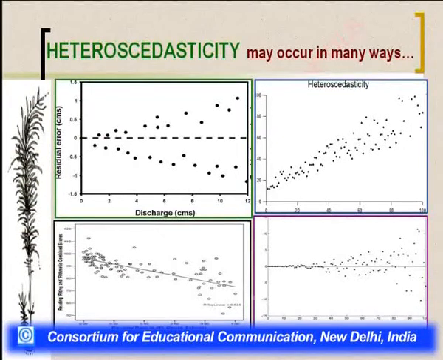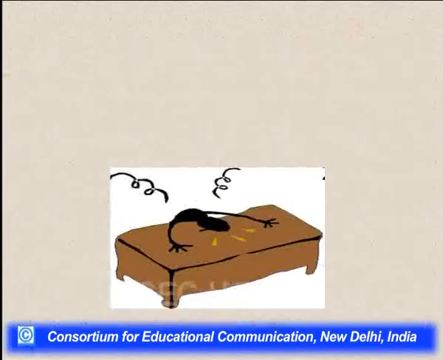Heteroscedasticity may occur in many forms. So have another look at this. We have a discharge in centimeters, we have a poverty rate in 4th grade, and these patterns also show heteroscedasticity, and these are the various forms in which it may occur. So we have two cases: homoscedasticity and heteroscedasticity.